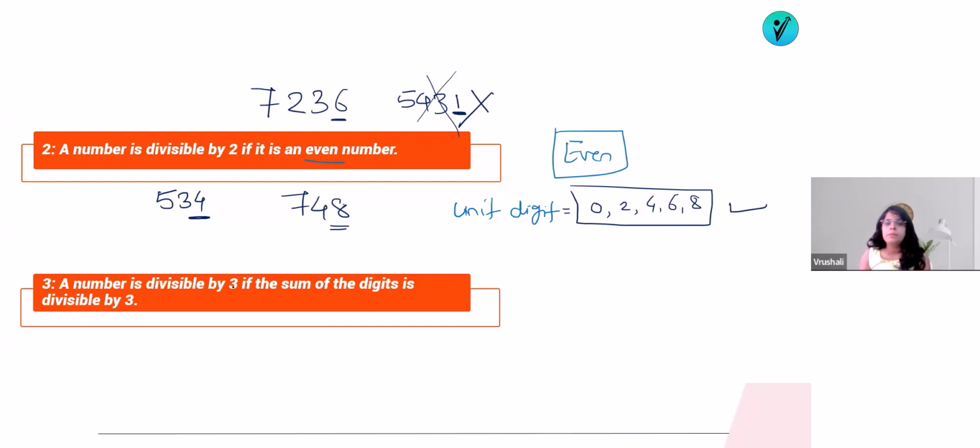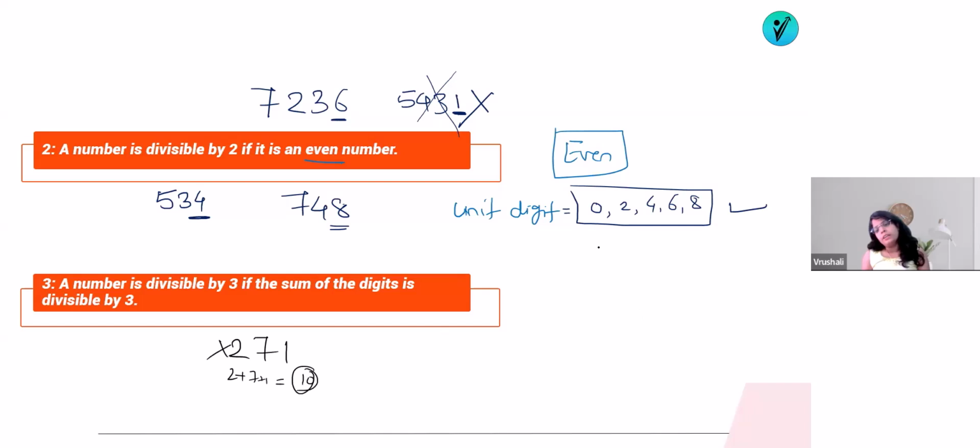Then the next is divisibility rule of 3. How will we check whether a number is divisible by 3 or not? If the sum of all the digits of the number is divisible by 3, then you can say the number is also divisible by 3. Suppose I take the number 271. If you add, 2 plus 7 plus 1, the sum is 10. Is 10 divisible by 3? No. So this number is not divisible by 3.